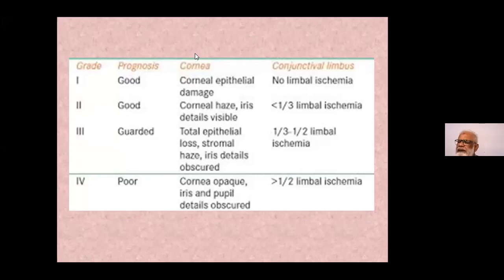Now, a bit about chemical injury. How do we grade chemical injury? The prognosis is good if there is no limbal ischemia. The prognosis is still good if there is less than 1/3 limbal ischemia. It's guarded if it's 1/3 to half limbal ischemia. Limbal ischemia means you get complete blanching of all blood vessels around the limbus. And poor if more than 2/3, and the cornea is usually opaque. The opaque cornea may recover to some extent.